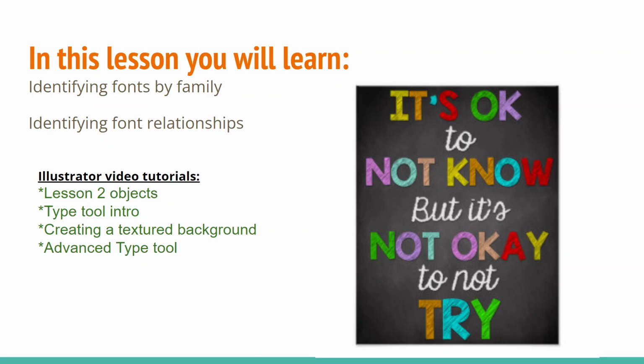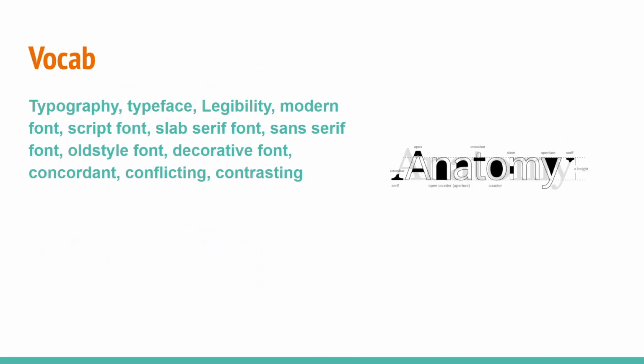There are fewer of those, but we will be working through 4 Illustrator lessons in class: Illustrator 2 on objects, the Type Tool Intro 1, the Advanced Type Tool, and then creating a texture background, all of which is going to lead into the project that you're going to do, which is your first really big project, completely in Illustrator, all digital.